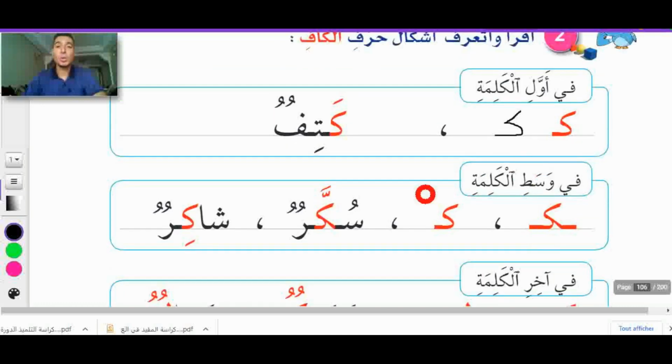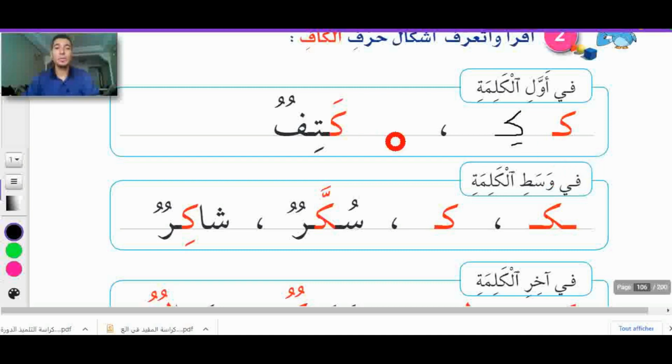Yes. So now, if we put a fatha, al-fatha, above harf al-kaf, it becomes ka. If we put damma, ad-damma, it becomes ko. And if we put a kasra, al-kasra, under the letter, it becomes ki.